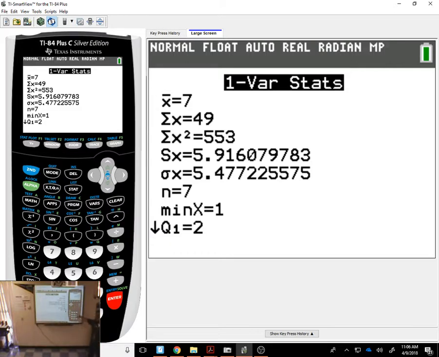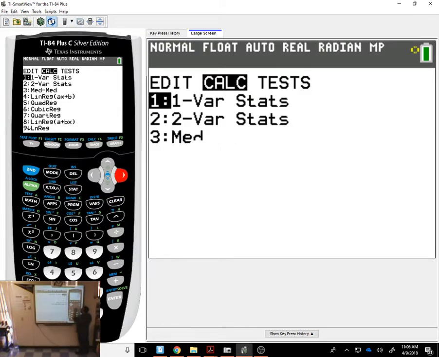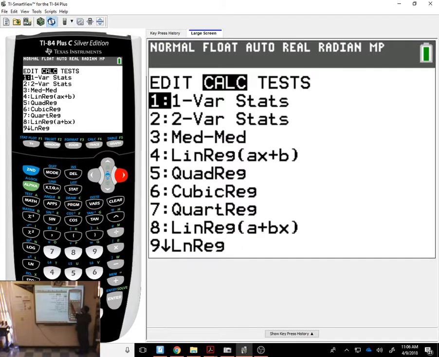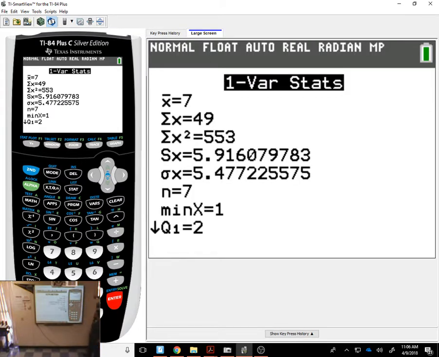So that was pretty easy though, right? Did you guys see what I did? Let me do it one more time for you. Here's what you would do: you put all your data into L1. Everyone's okay with that part, right? Then I would go over to stat, calculate, option 1, which is one variable statistics. I would say my data is in L1, don't worry about frequency, and then calculate. It's going to spit out that list. You just press enter.